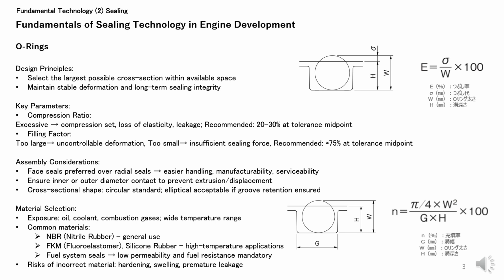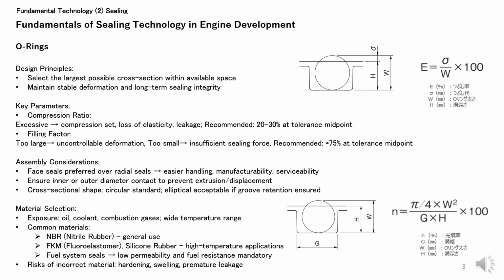From the perspective of assembly, face seals are preferable to radial seals whenever possible, since they are easier to handle and improve both manufacturability and serviceability. This is especially advantageous in automotive engines, where mass production and maintenance are fundamental requirements. For O-rings used in face sealing, the design must ensure reliable contact at either the inner or outer diameter, preventing extrusion or displacement under pressure. Although circular cross-sections are standard, elliptical shapes can also be applied when necessary, provided the O-ring remains securely seated within the groove. Material selection is equally crucial.